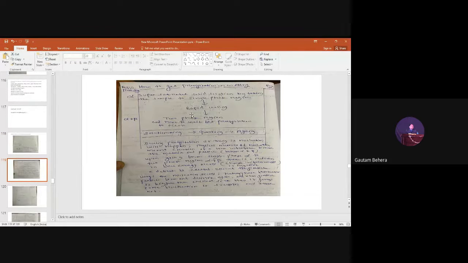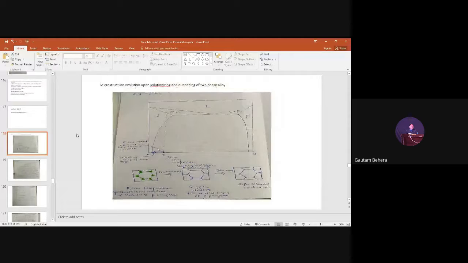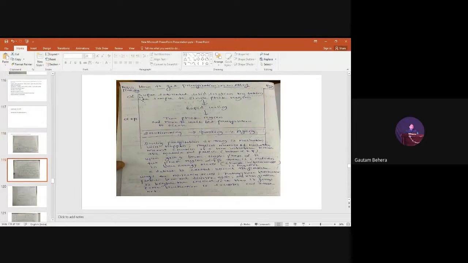So you understand how to get precipitation in an alloy. You can write in an examination how to get precipitation in an alloy by drawing this kind of diagram. You'll get a question definitely from this part. So already I have written over here.